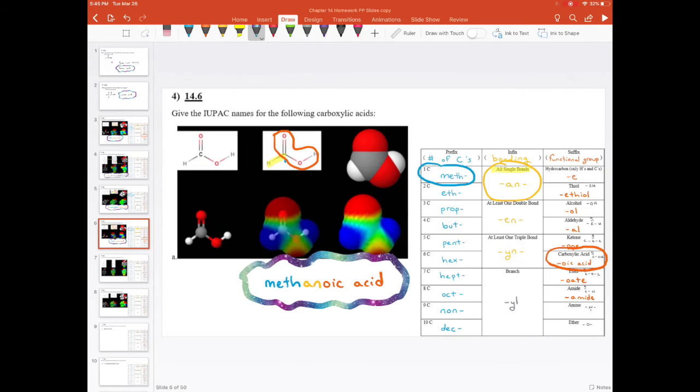Methanoic acid is the IUPAC name. There's also a common name for this, which is formic acid. Formic acid, this is the acid that red ants inject under your skin.